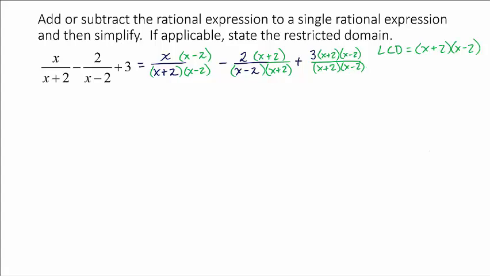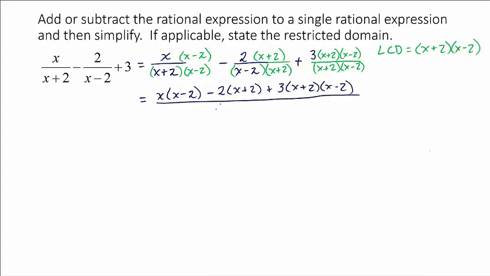Okay, so let's go from there and simplify things because I've got a common denominator among all 3 of those terms now. All right, so I'm just going to go without doing any distributing, and you can do the distributing if you want, but I'm just going to leave it alone for a minute. I've got x times x minus 2 minus 2 times x plus 2 plus 3 times x plus 2 times x minus 2, right? All over the common denominator of x minus 2 times x plus 2, right?